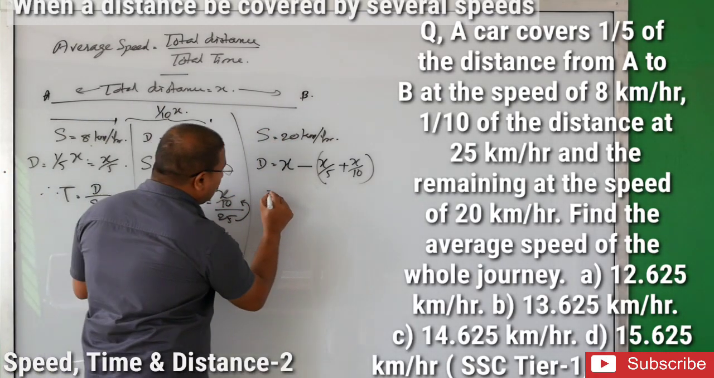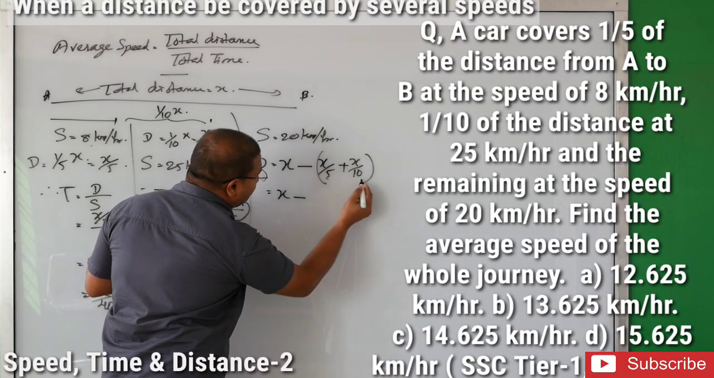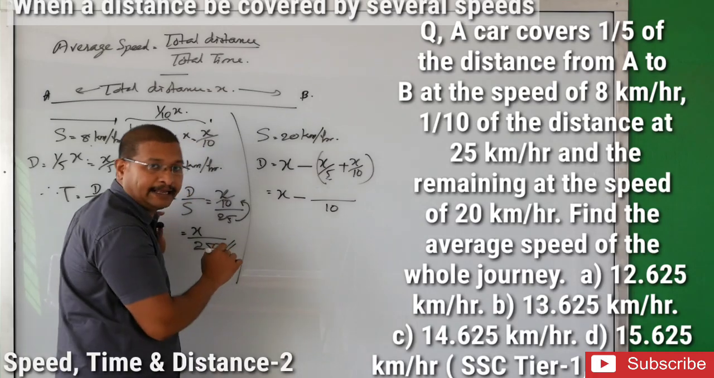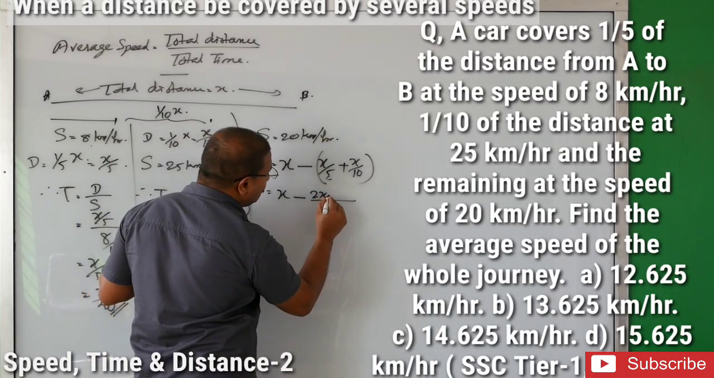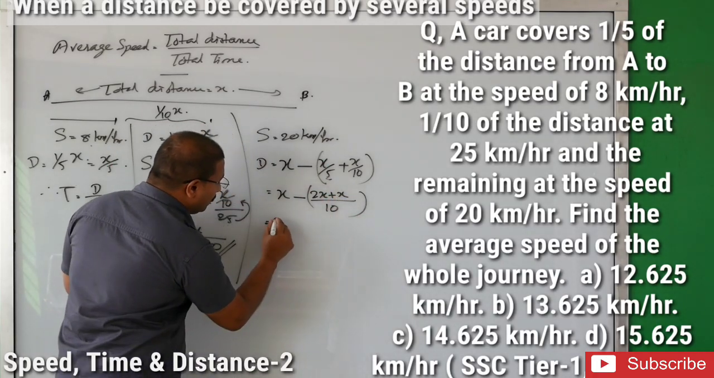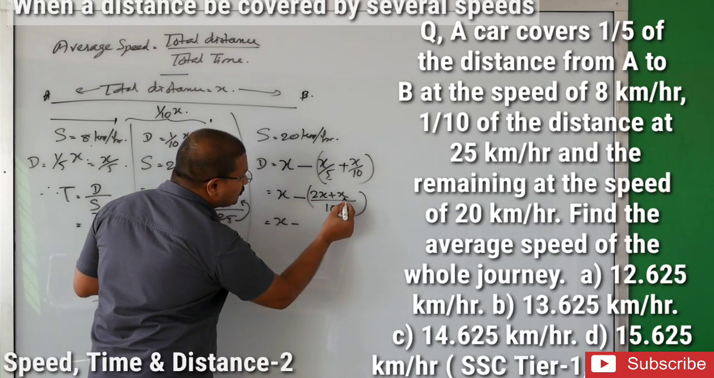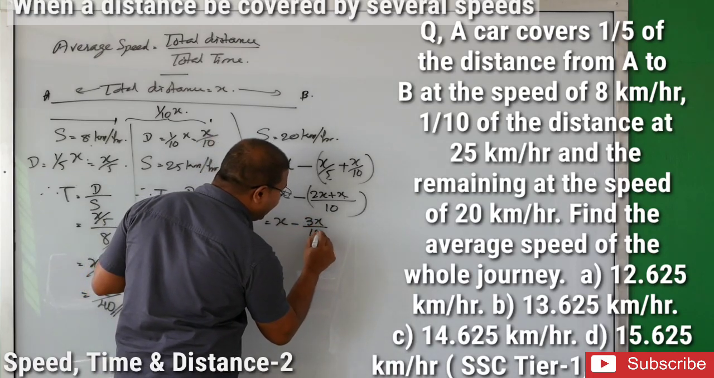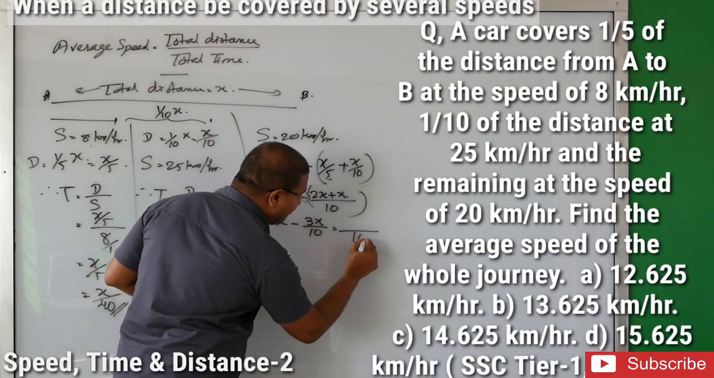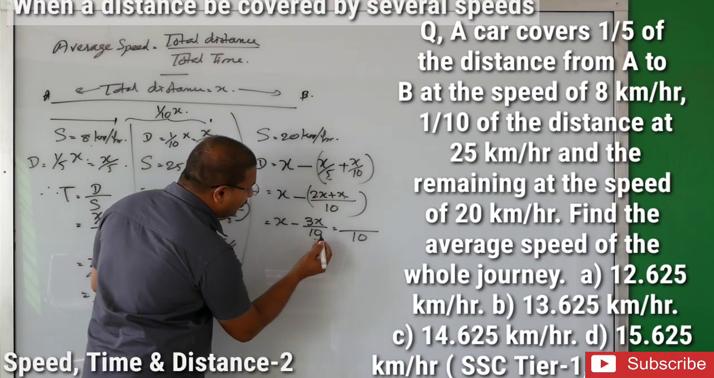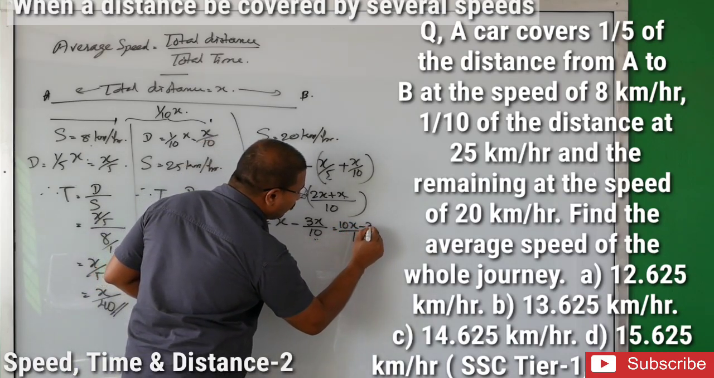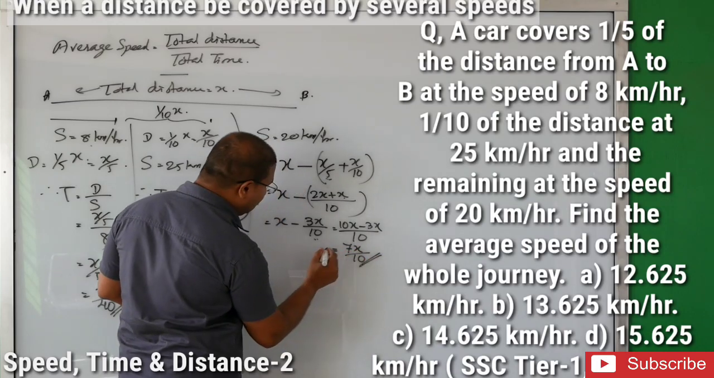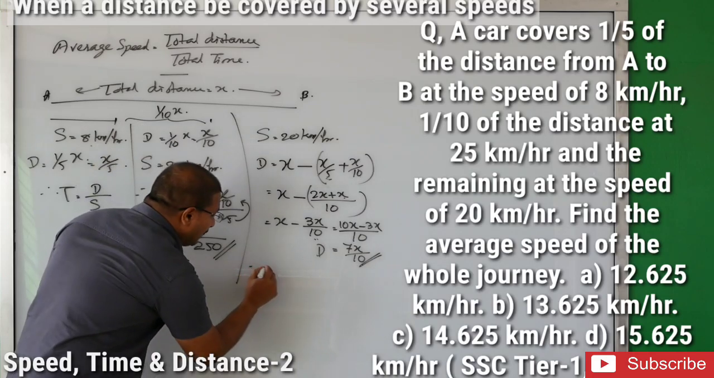Ready? This equals x minus these two, we will take the LCM. LCM as 10. Now 5 into 2, 10. That means 2x plus x equals x minus (2x plus x). That means 2x plus 1x, that is 3x divided by 10. We will take LCM as 10. 10 will multiply here, 10 into x, 10x minus 3x equals 7x by 10. This is the distance.